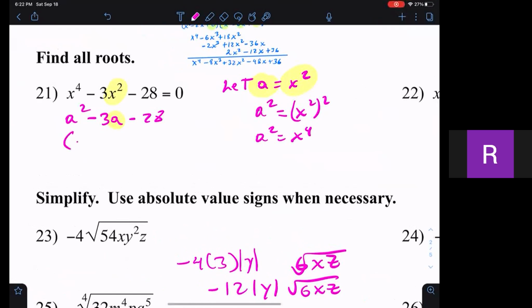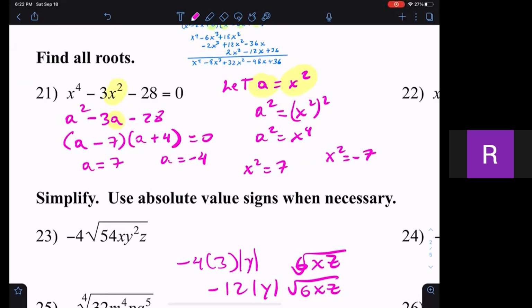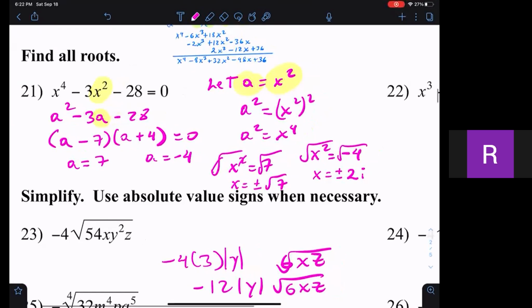So now factor. a minus 7, a plus 4, right? Equal to 0, a equals 7, a equals -4. Do back substitution again. So this is going to be x squared equals 7, x squared equals -4. Take the square root on both sides. This is going to be plus or minus square root of 7, and this is going to be x equals plus or minus 2i, right? So you have 4 solutions, the same as the highest degree polynomial, which is the fundamental theorem of algebra, right? Let's continue.